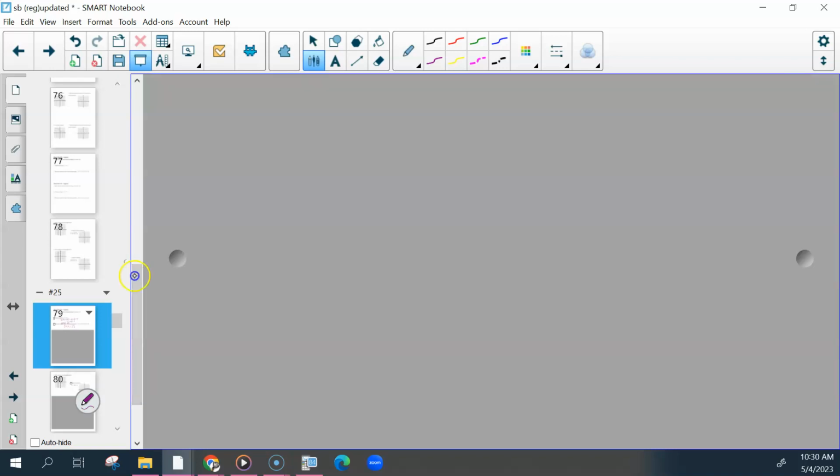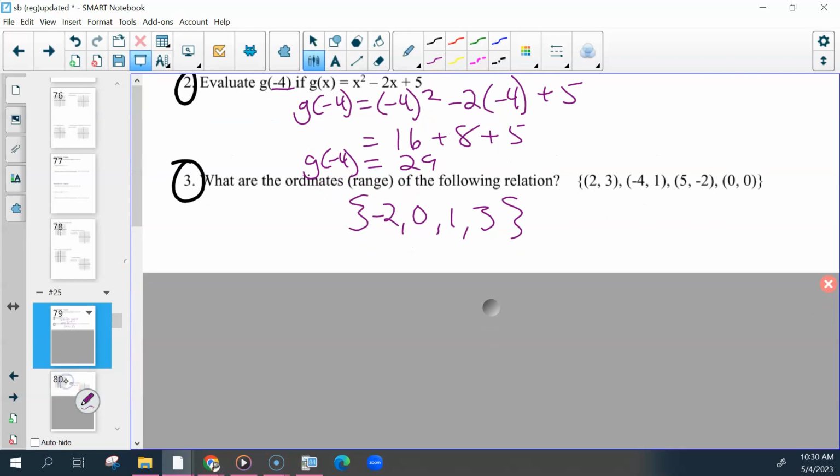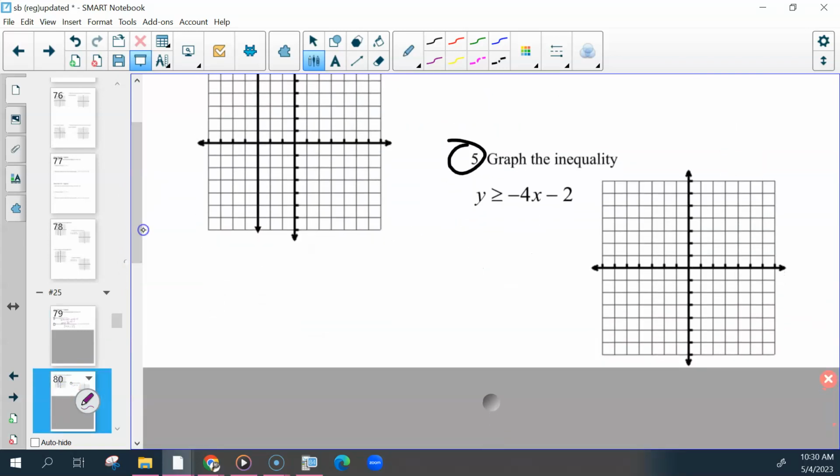5 on the back. There we go. Graph this inequality. Start at -2. Your slope is -4, so we can go up 4 and to the left 1 and keep doing that, and then go down 4 and to the right 1. This would be a solid line because it is equal to, and it's greater than or equal to. So at my y-intercept, if I draw an up and down arrow, up would be where it's shaded. So this area over here.